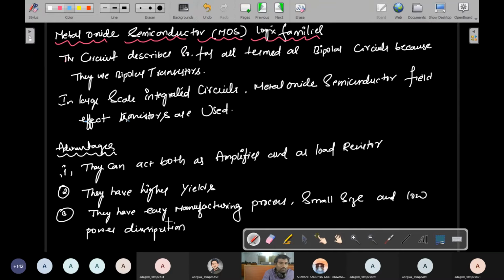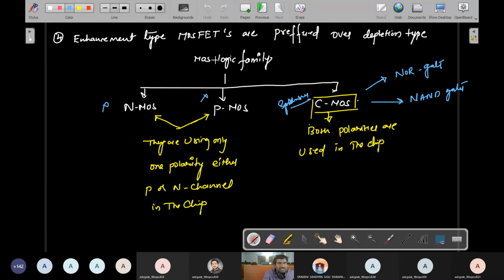Okay, and low power dissipation, it uses very low power consumption. So that is the reason why they are used in large scale integrated circuits. And see, enhancement type MOSFETs are preferred over depletion type. They are not using depletion type, they almost prefer enhancement mode only. So these MOS logic families are classified into three categories, that is called NMOS, PMOS, and CMOS.